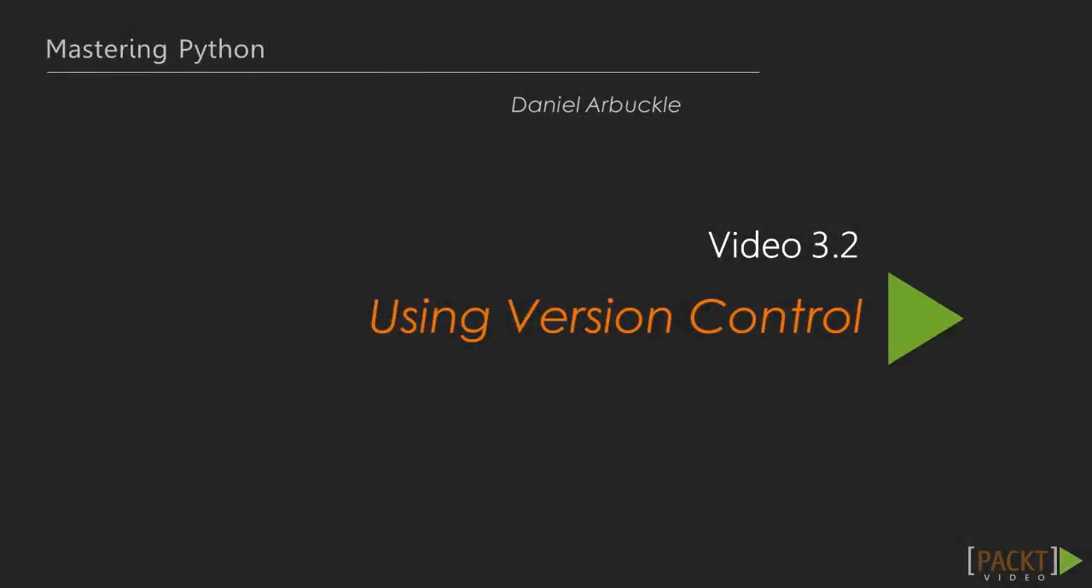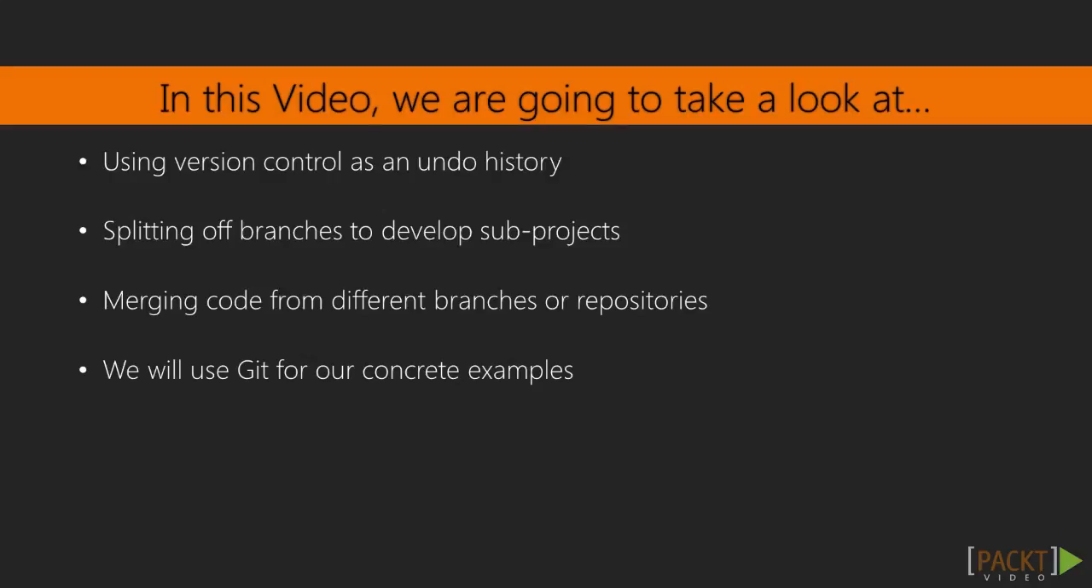3.2, using version control. So we're going to look at using version control as an undo history, splitting off branches to develop subprojects, merging code from different branches or repositories, and we're going to use Git for all of these examples because it is presently the most widely used version control system.